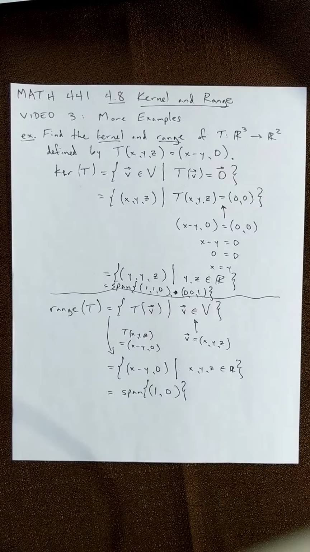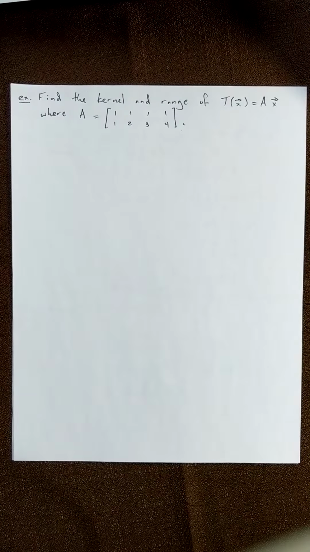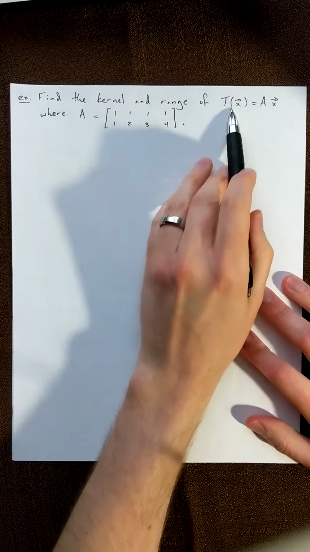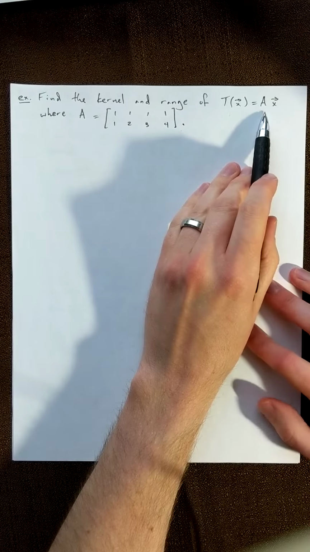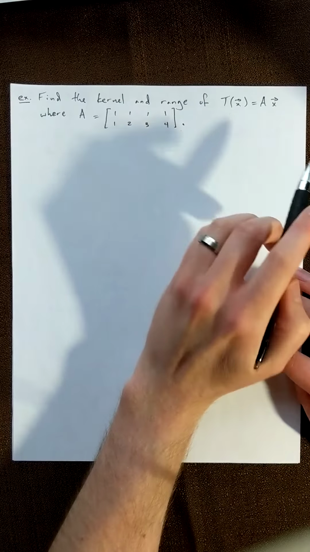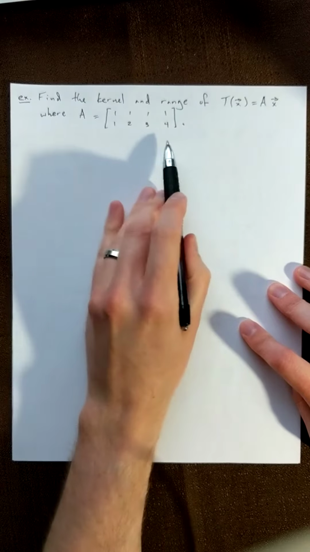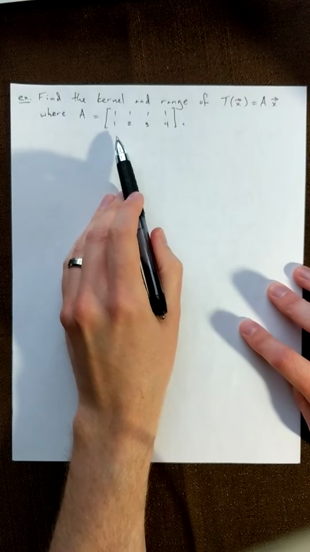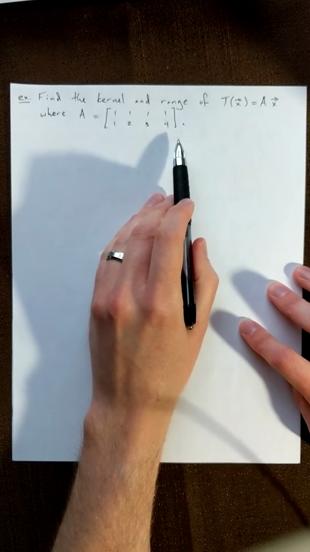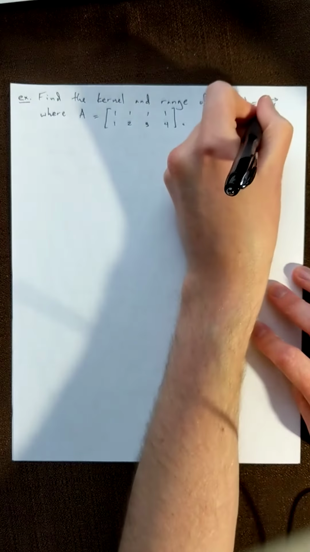Okay, I'm going to pause for a second and switch to a new example. We're going to try and find the kernel and range of a transformation that's actually a matrix transformation. It's defined by a matrix. And let's look at the size of everything for a second. A is 4 by 2, 2 by 4.